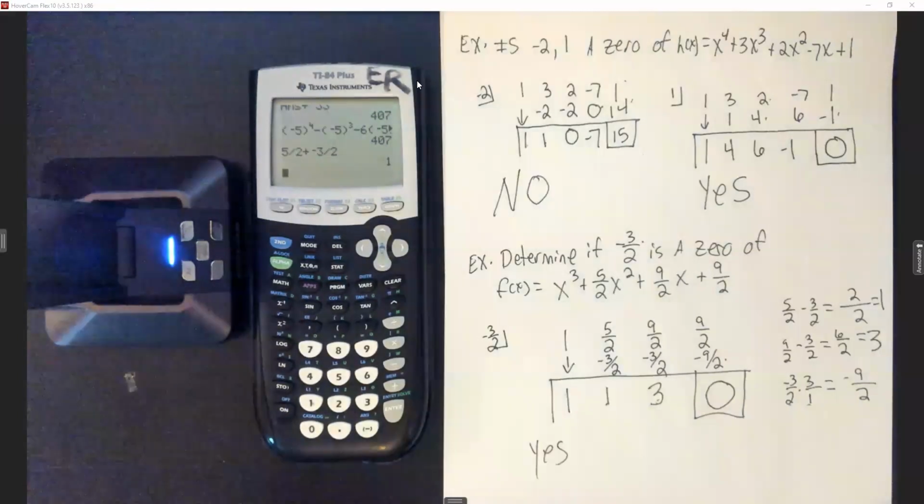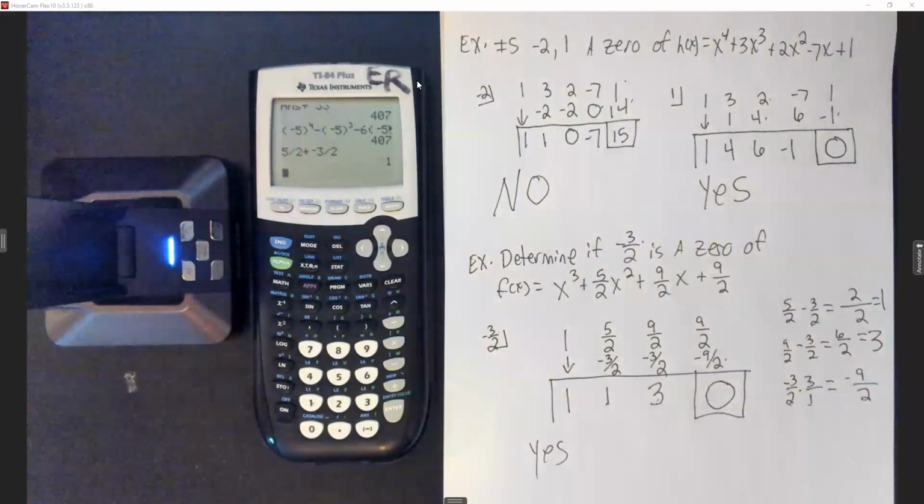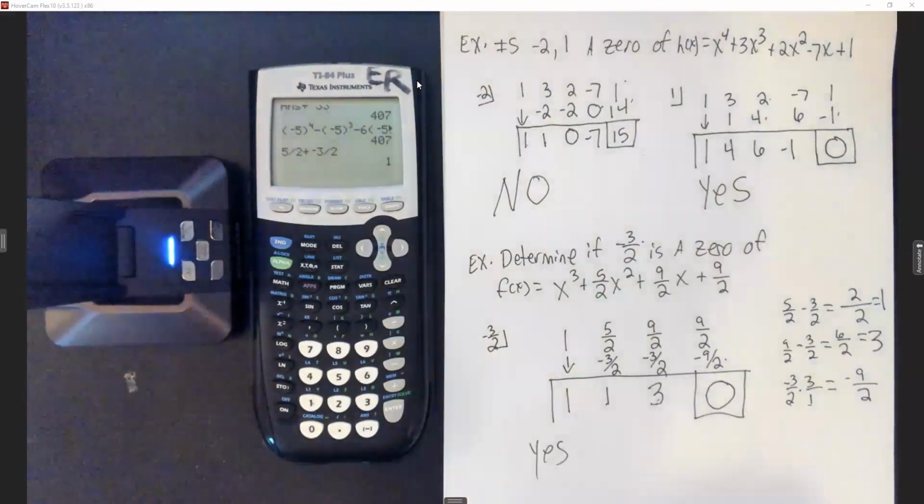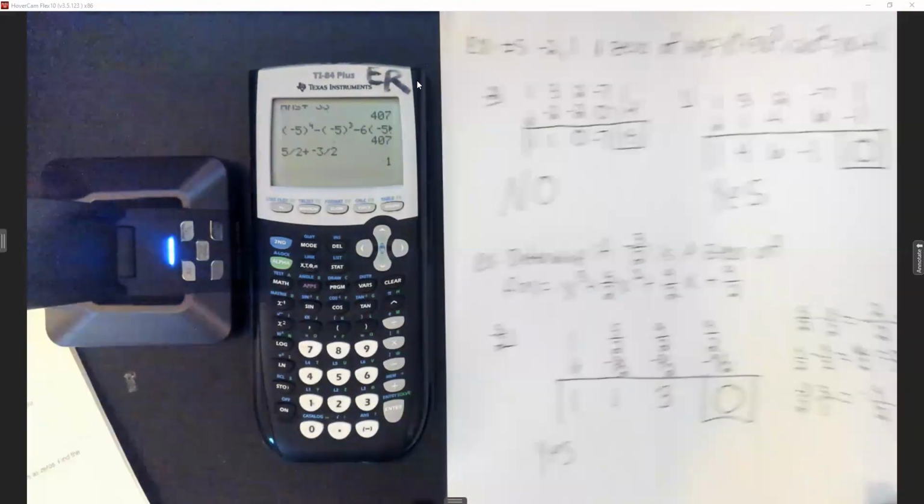So that was 8.3, and it was just to get you knowing what to do with synthetic division, okay? I'm sending out a support video that'll show you what to do to find quotients and remainders. Alrighty, so we start 8.4 next.